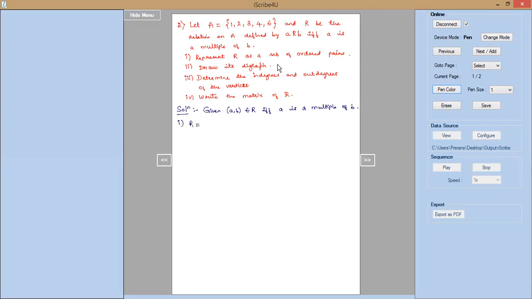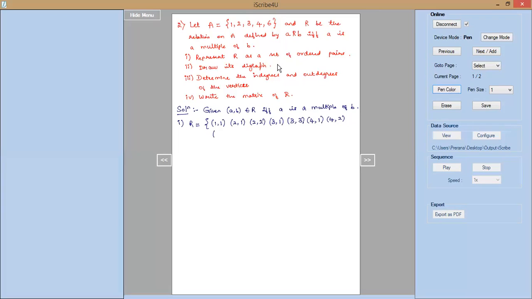So the relation R is given by all such ordered pairs on A where A is a multiple of B. So (1, 1), we can say 1 is a multiple of 1. Then (2, 1), 2 is a multiple of 1 because 1 twos are 2. (2, 2), 2 is a multiple of 2. Then (3, 1) and (3, 3). (4, 1), 4 is a multiple of 1. (4, 2), because 4 is a multiple of 2, as 2 twos are 4.